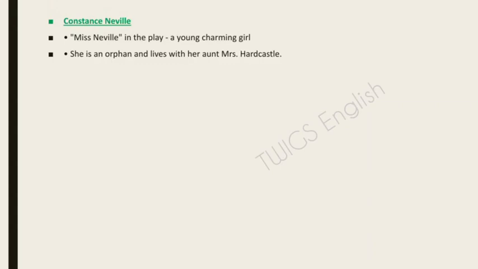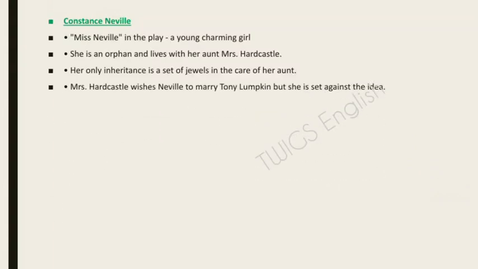Now come to Constance Neville. Miss Neville in the play is a young charming girl, and throughout the play we know her as Miss Neville. She is an orphan and lives with her aunt, Mrs. Hardcastle. Her only inheritance is a set of jewels in the care of her aunt. Mrs. Hardcastle wishes Neville to marry Tony Lumpkin, but she is against the idea. She does not want to do so, as she is in love with George Hastings.